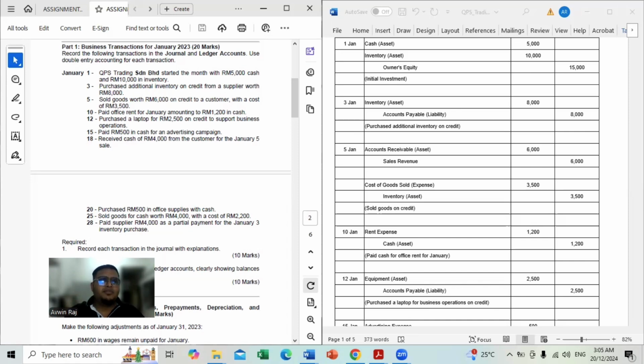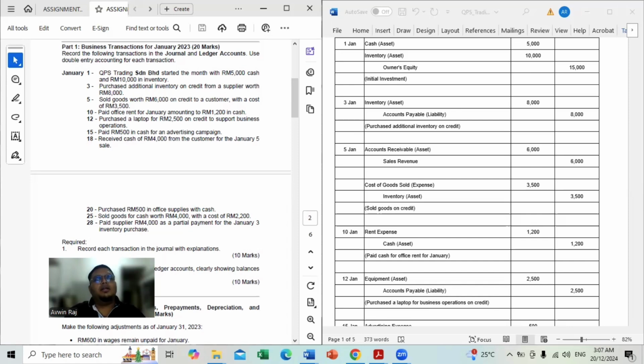For January 1st, QPS Training Sdn Bhd started the month with around 5,000 cash and 10K inventory. So in my journal, I debited 5,000 in the cash account and 10K in the inventory account, and I also credited 15K for owner's equity.